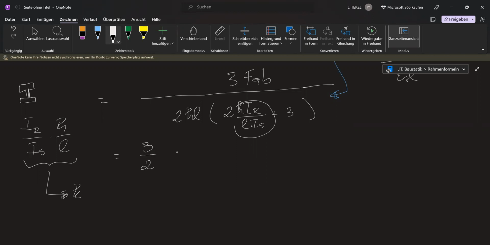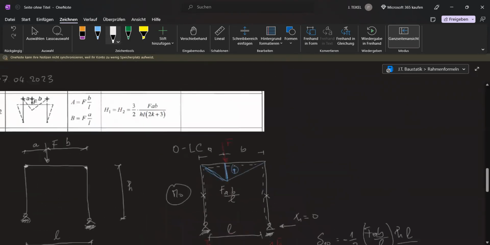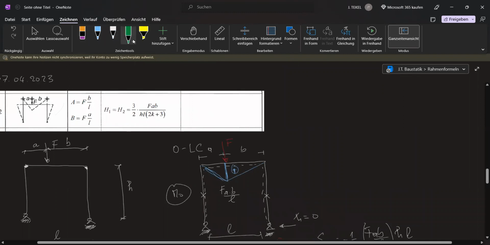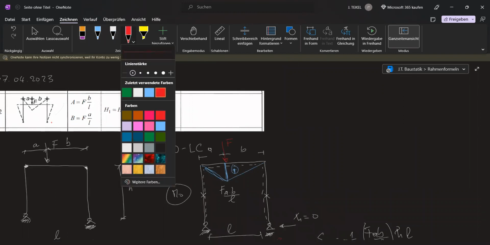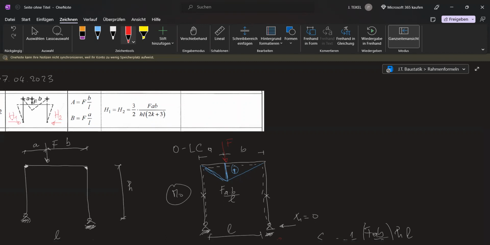that's it. We have 3/2 FAB divided by 2K plus 3. And that's exactly the formula you have in Schneider. So that formula is also correct. And that's X1, and X1 is nothing else but H2. H2, by the way, is supposed to be the horizontal force acting here to the right, and H1 would be this one, the one on the left acting to the right.